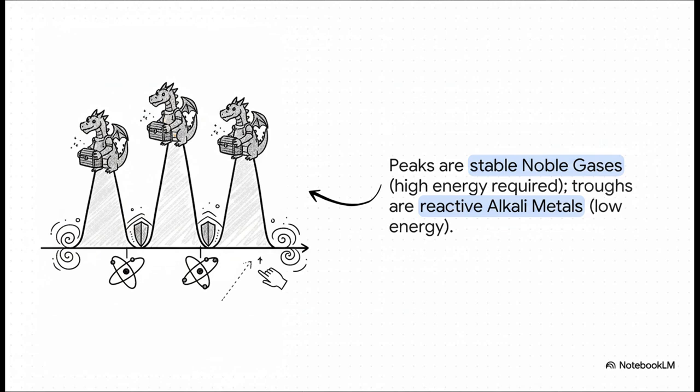Just look at the highest peaks. Those are the noble gases. They are super-duper stable with their completely filled shells. They are like dragons guarding their treasure. It takes a massive amount of energy to steal an electron from them.